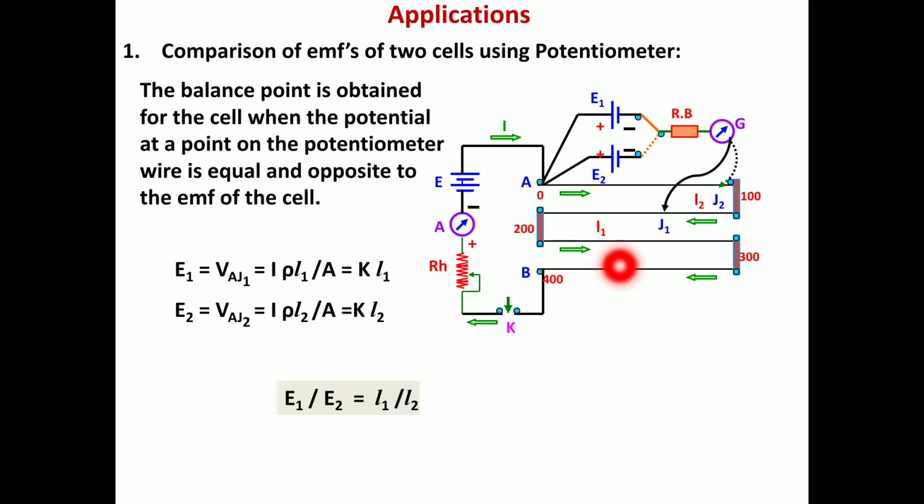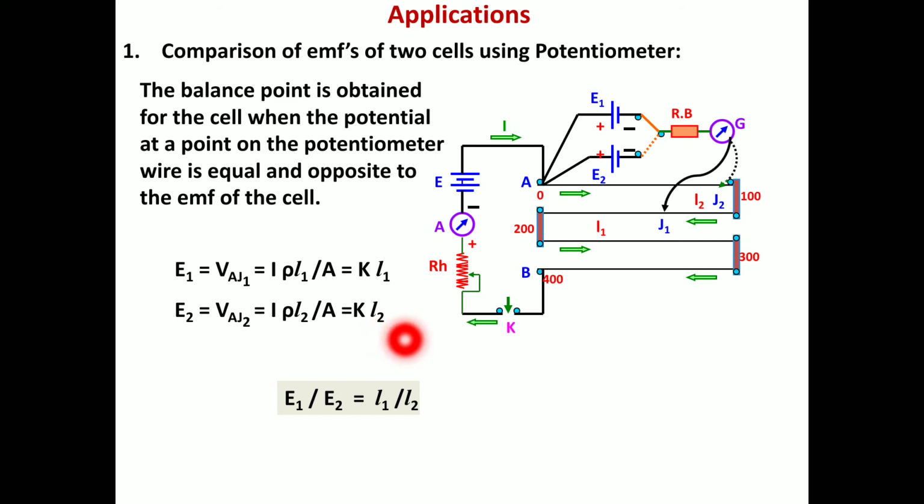Your wire is of uniform cross-sectional area and uniform composition, so the EMF of the cell will be directly proportional to the length. First of all, the EMF of the cell E1 will be equal to the potential difference across A and J1 in the first case. And this potential across AJ1 is nothing but I rho L1 by A, and we can write this as K times L1. Similarly, EMF E2 can be written as the potential difference across A and J2, and this is nothing but K L2.